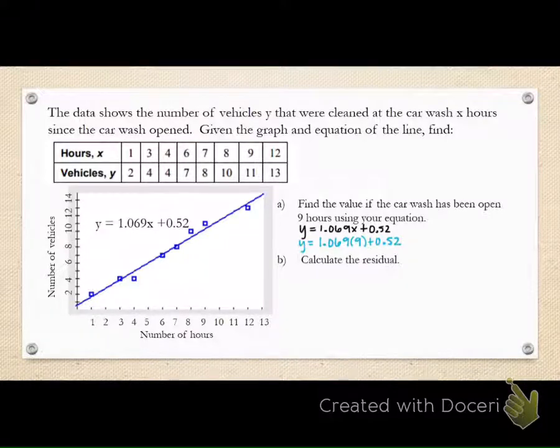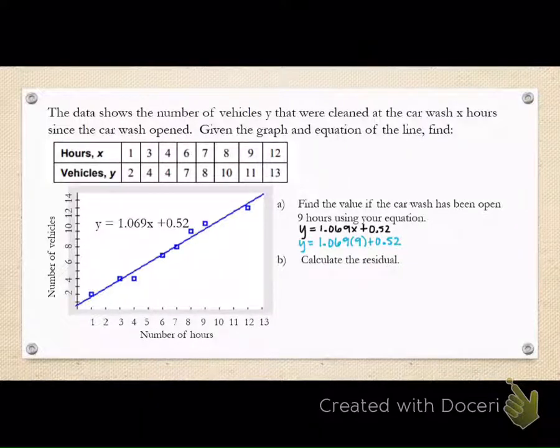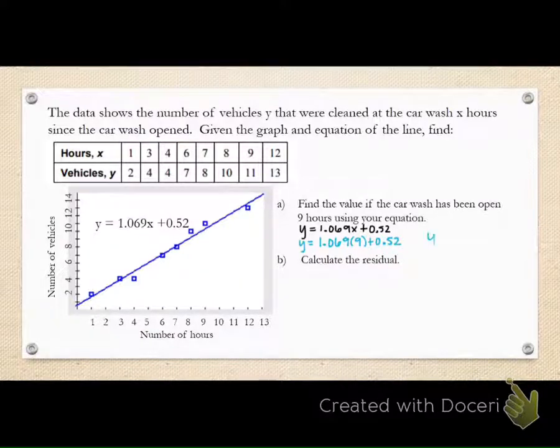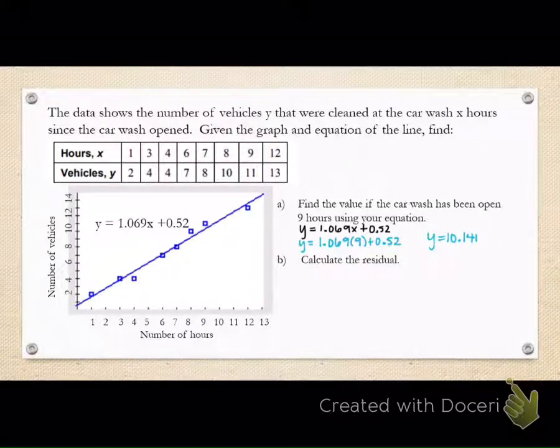Is the value the number of vehicles? Yes. Okay. Cassie, what did you get? So we get Y equals 10.141. That's not what I got. 1.069 times 9. Oh, you never added 0.52. Oh. Did anybody else not get that so I can help you? Now I got it. Okay.